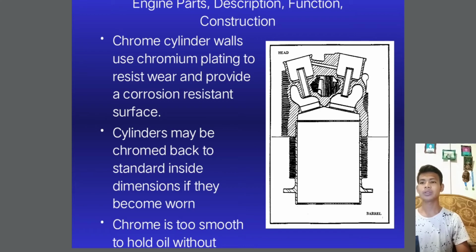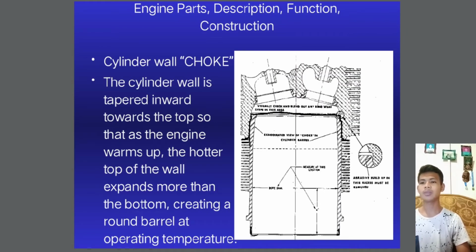Chrome cylinder walls use chromium plating to resist wear and provide a corrosion-resistant surface. Cylinders might be chrome plated back to standard inside dimension if they become worn. Chrome is too smooth to hold oil without etching or channeling during the overhaul process. Cylinder wall choke: the cylinder wall is tapered inward toward the top so that as the engine warms up, the hotter top of the wall expands more than the bottom, creating a round barrel at operating temperature.